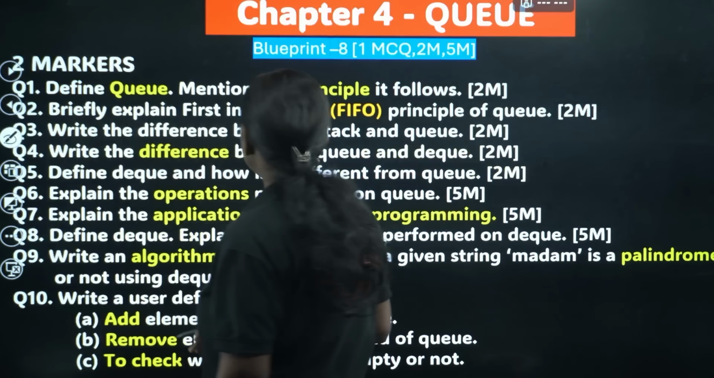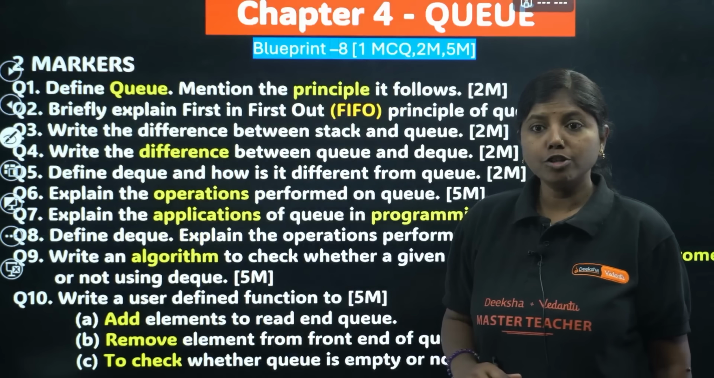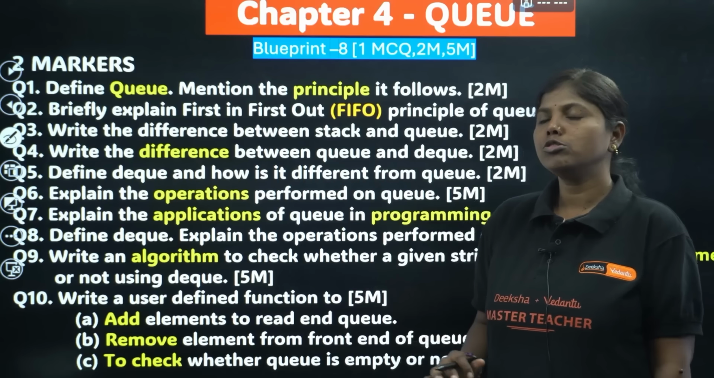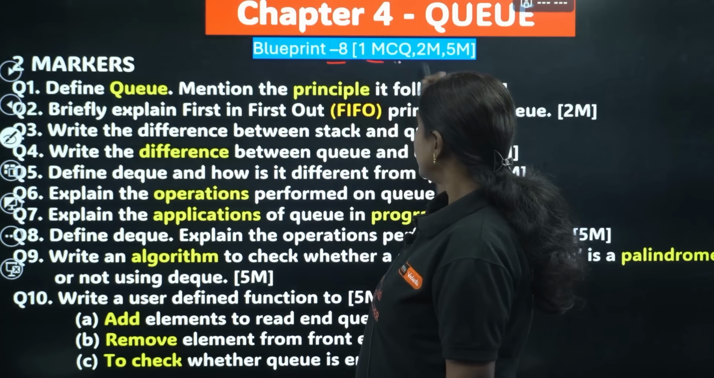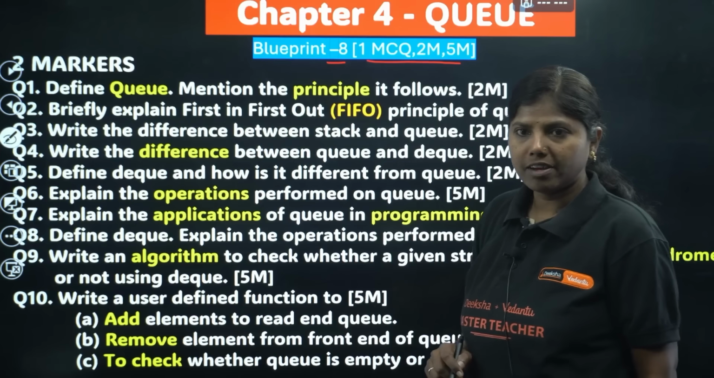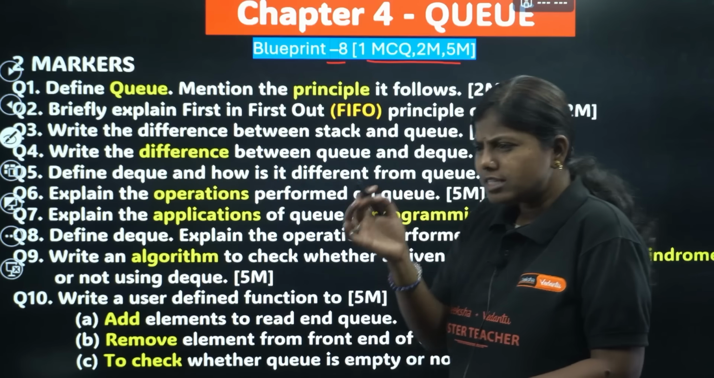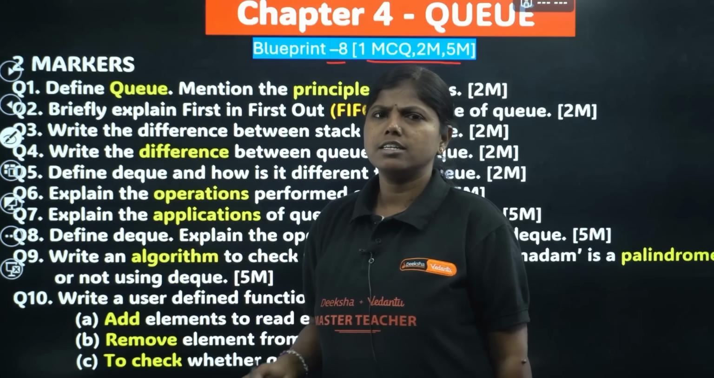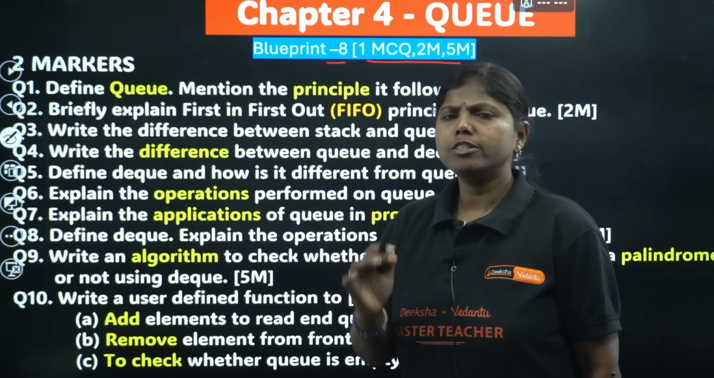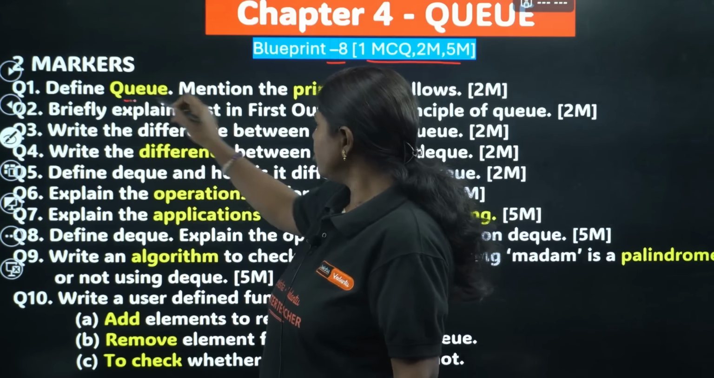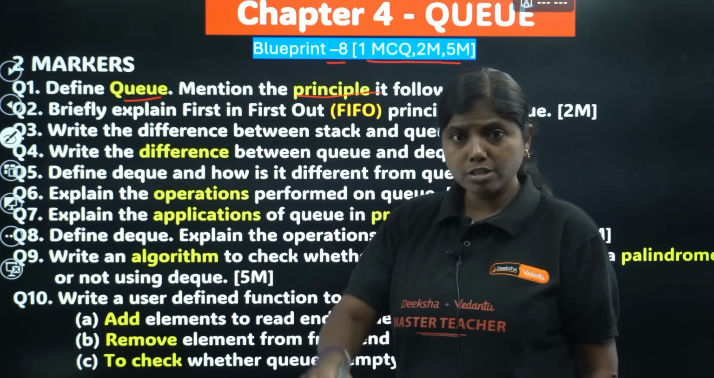Next we'll go for chapter 4, and that is the queue. The queue also carries 8 marks: 1 MCQ, 1 two-marker, and 1 five-marker. What all may they ask you, similar to stacks? What is a queue? What is the principle of a queue?